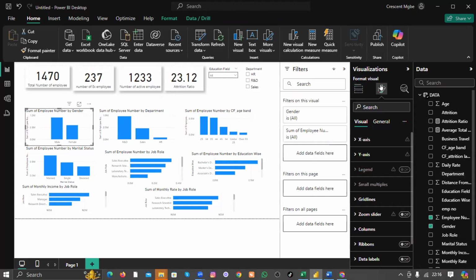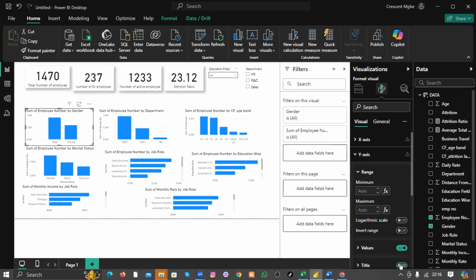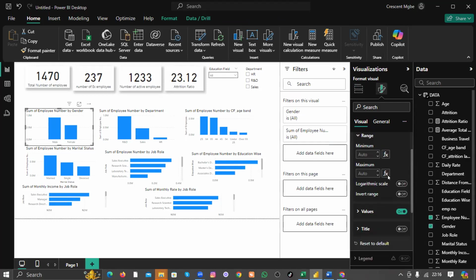I'll come here, do X-axis. I don't want this label in the Y-axis. I'll just come here and turn off the label, right? So I turn it off because it's not necessary. It has gone off.